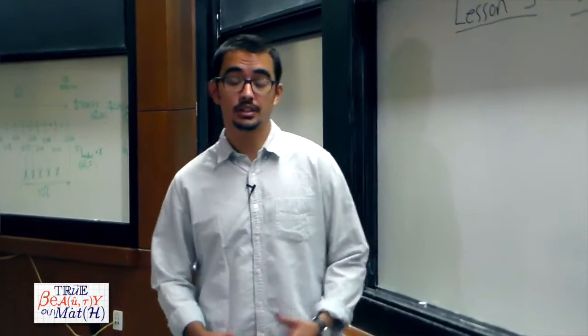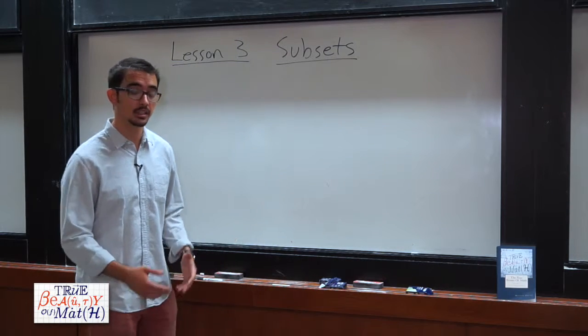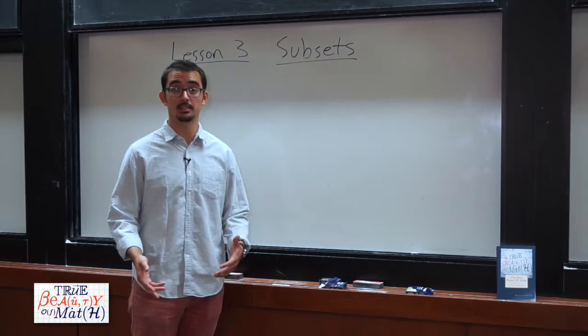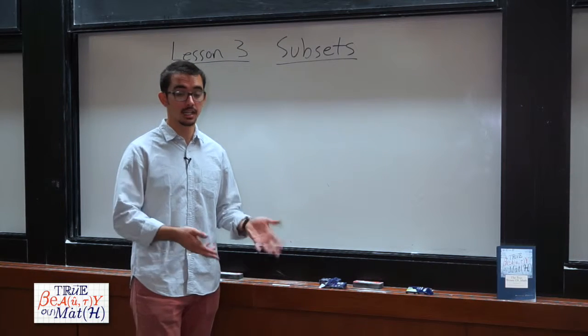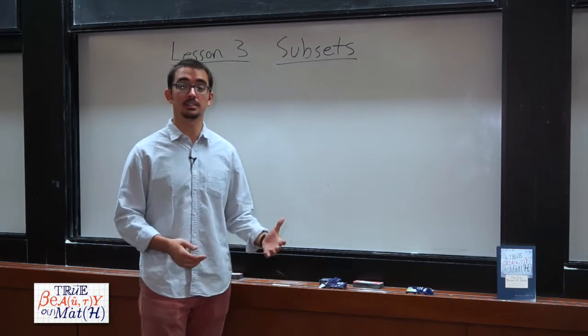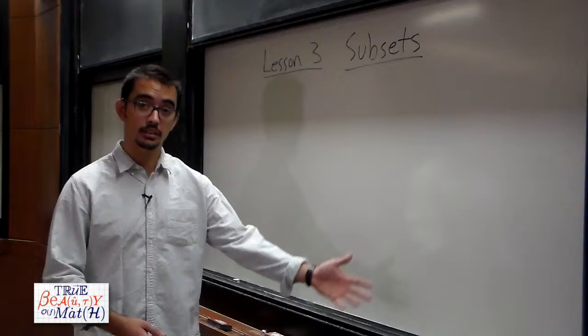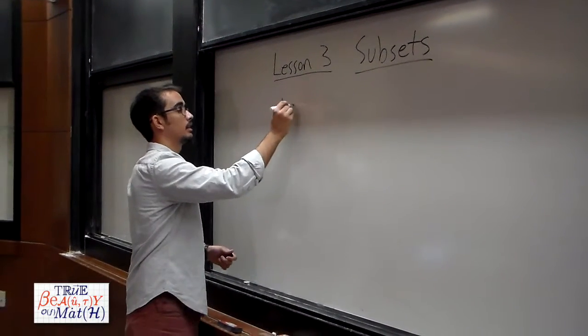So namely, in lesson 2, we learned about sets in general, and we saw that sets were just collections of elements. And since elements are just things, any kinds of things, then sets are just collections of things, and then subsets are just exactly what they sound like. They are sub-other sets.